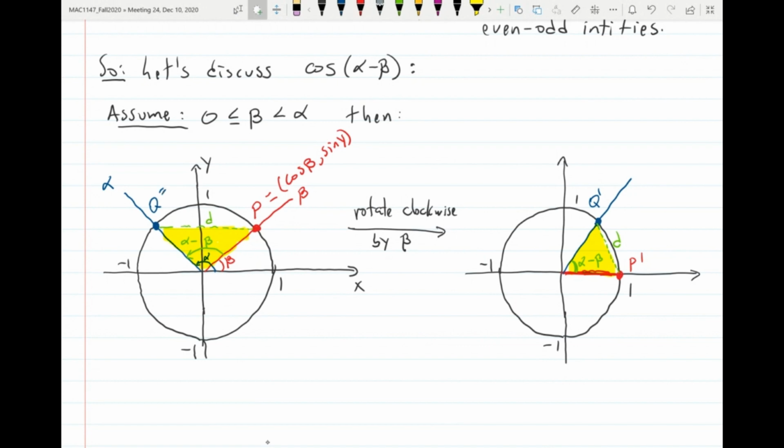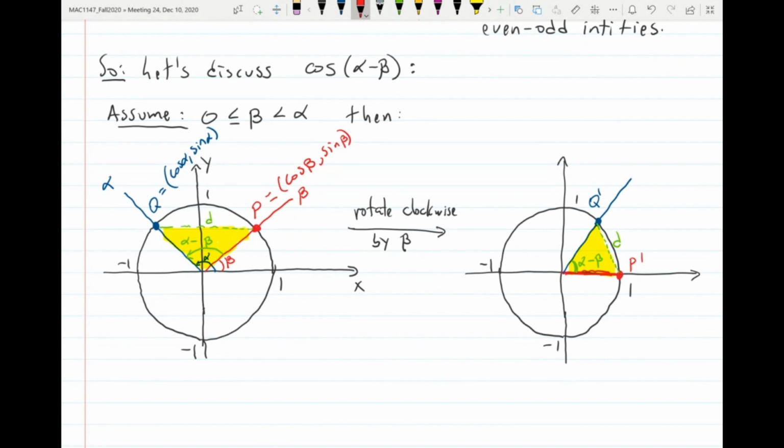And then similarly, what can we say about Q? What are the coordinates of Q? Q has coordinates cosine of alpha, comma, sine of alpha. So remember, the idea that we want is, notice how we brought alpha minus beta into the picture. Notice how we now have cosine of alpha, sine of alpha, cosine of beta, sine of beta. And that's what we want.